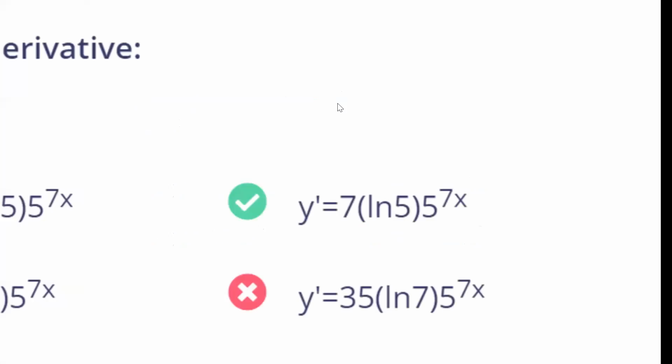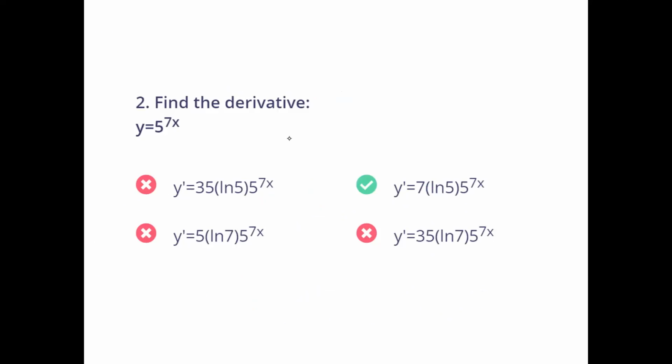If you look at the first question right here, you have y equals 5 to the 7x. Well, that reminds me of a to the u, and the derivative of that is going to be a to the u ln a times u prime. And so you want to match it.